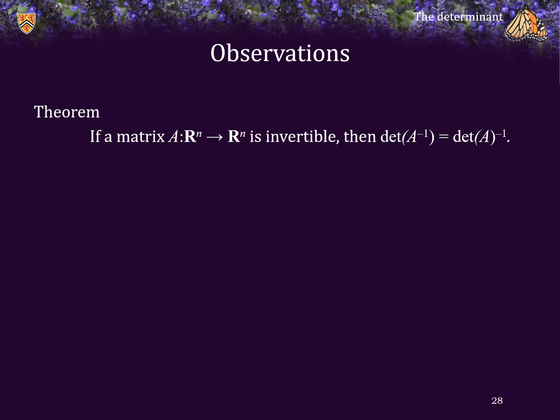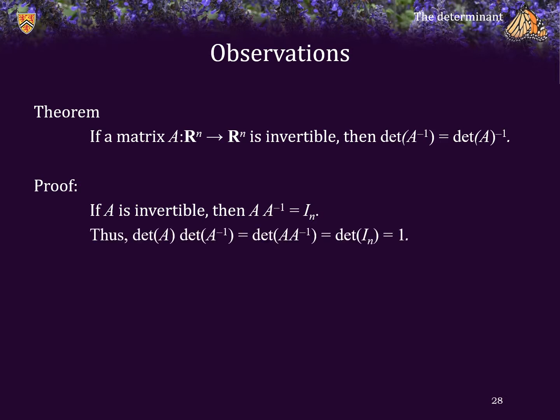Theorem. If a matrix A is invertible, then the determinant of the inverse of the matrix is equal to the reciprocal of the determinant. Proof. If A is invertible, then A times its inverse is equal to the identity matrix. Thus, the product of the determinants of A and the inverse of A is equal to the determinant of A times A inverse, which is equal to the determinant of the identity matrix, which is equal to 1.